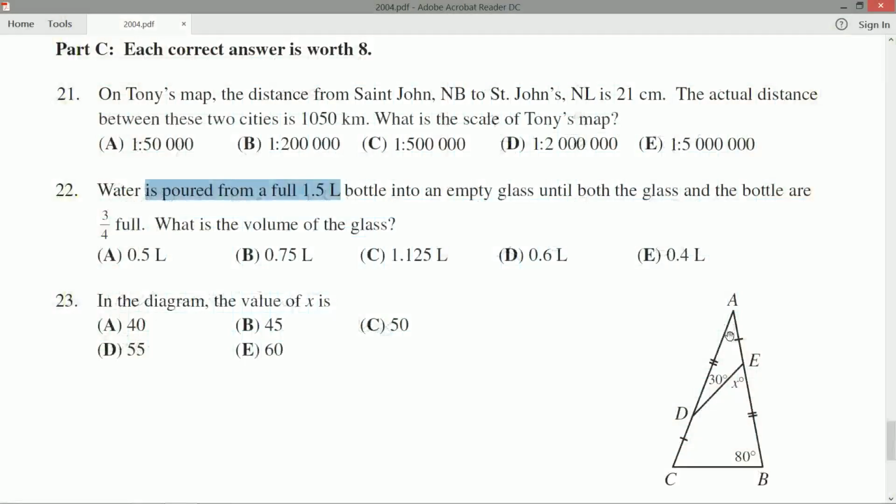So let's go back and ask, what is the volume of the glass? Oh, there it is. It's 1/2 a liter right there.